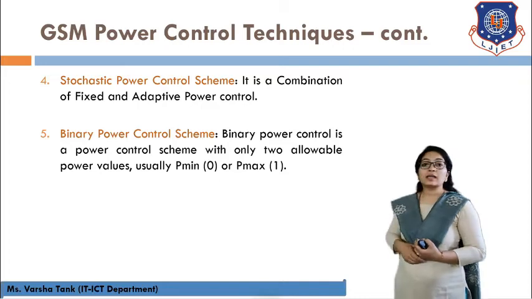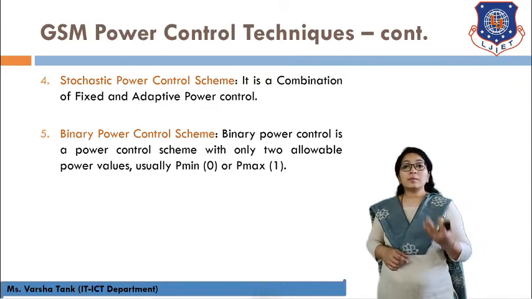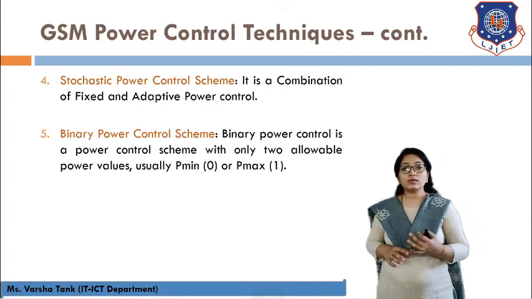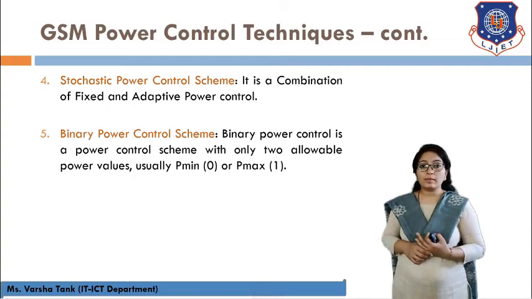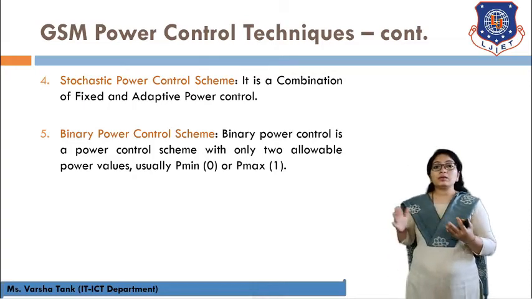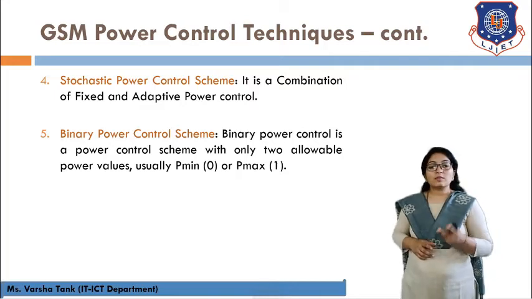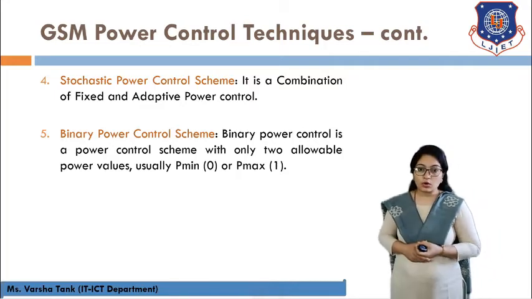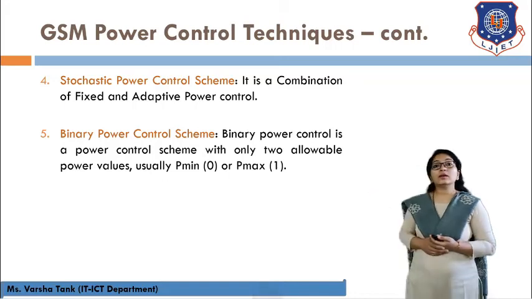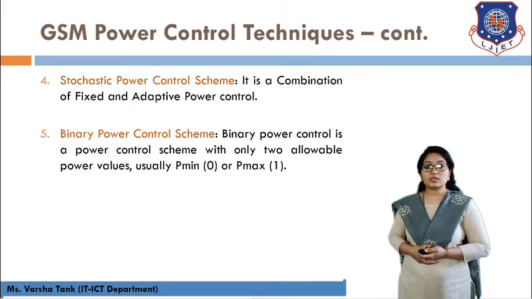Then next is the binary power control scheme. Binary power control is a power control with only 2 allowable power values. Usually power means 0 or power max 1. So binary power means it will represent 0 or 1. So that is the binary power control scheme. So these are the 5 power control schemes that are used in GSM.